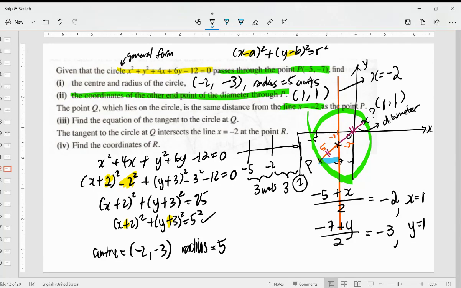At the moment it doesn't make sense to pin down its position, so I only know that it's going to be at 1. It could be here, I'm not sure, but I know the x-coordinate will be 1 because it is 3 units from x equals -2. So I have the x-coordinate and I have my circle equation, so I can find the y-coordinate.